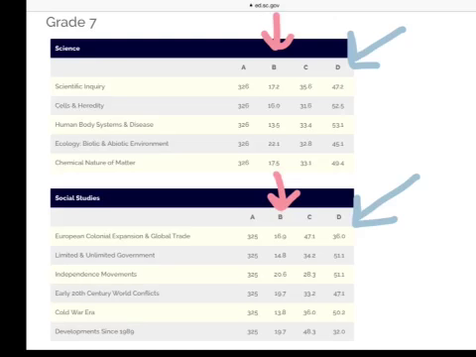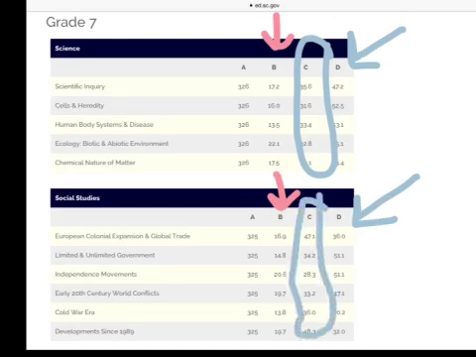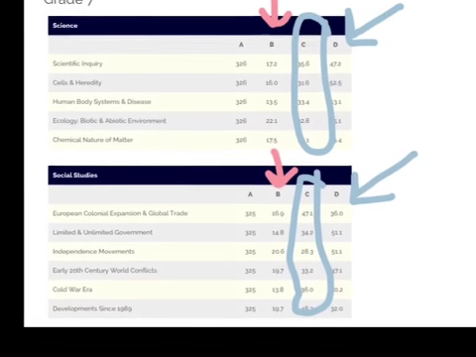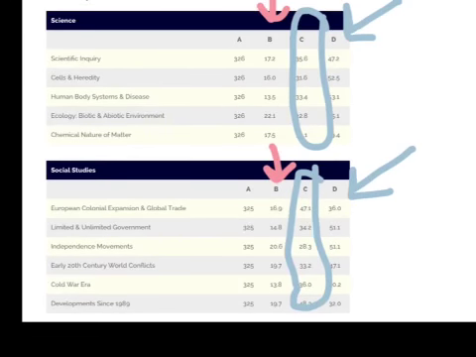Once again, the information in column C for science and social studies represents the number of students who could benefit from additional activities in each of the areas. So if we could just take a look at that information.